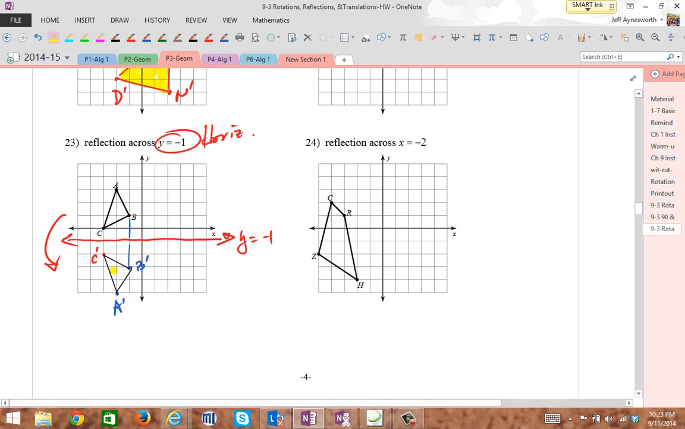And you guys, this should be an isometry too. The same shape, same size. Okay? So C gets reflected here, B gets reflected here, and then A, well, gets reflected way over here. All right, across the line of reflection. This is called the line of reflection.